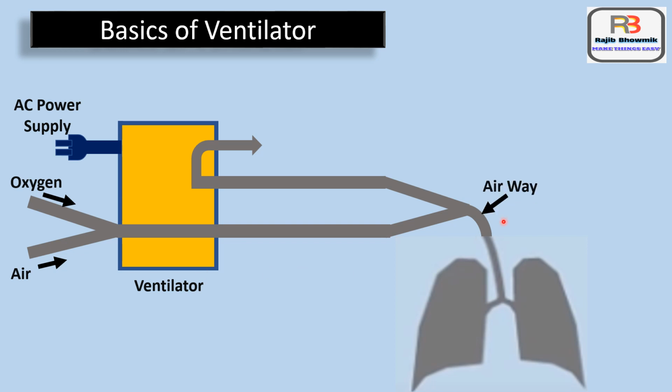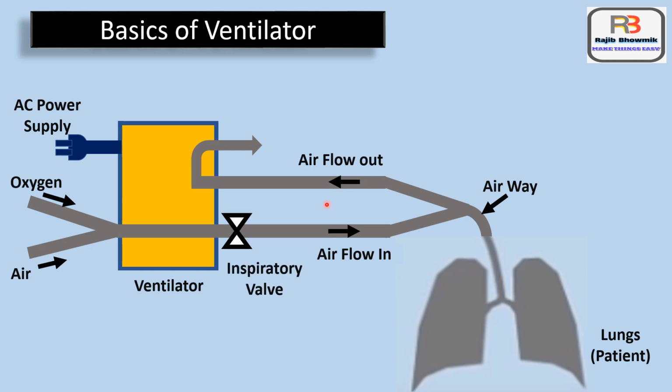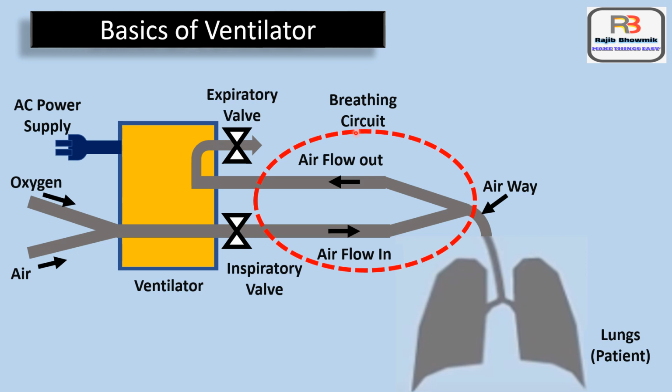So this is called the airway. This is the lungs of the patient. This is airflow in and this is airflow out. This is called the inspiratory valve and this is called the expiratory valve. And this portion, this red dotted portion, is called the breathing circuit. So this is all about the basics of the ventilator.